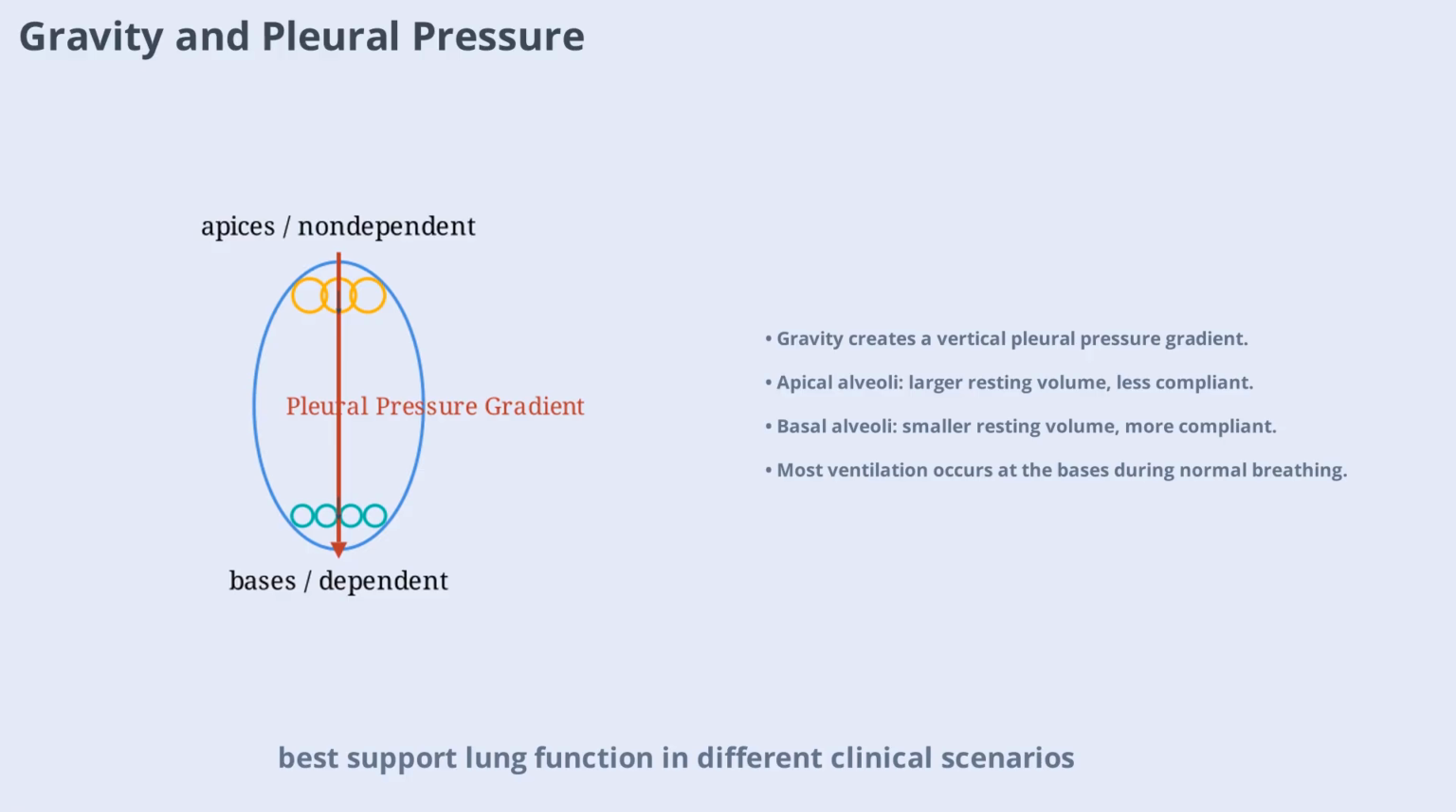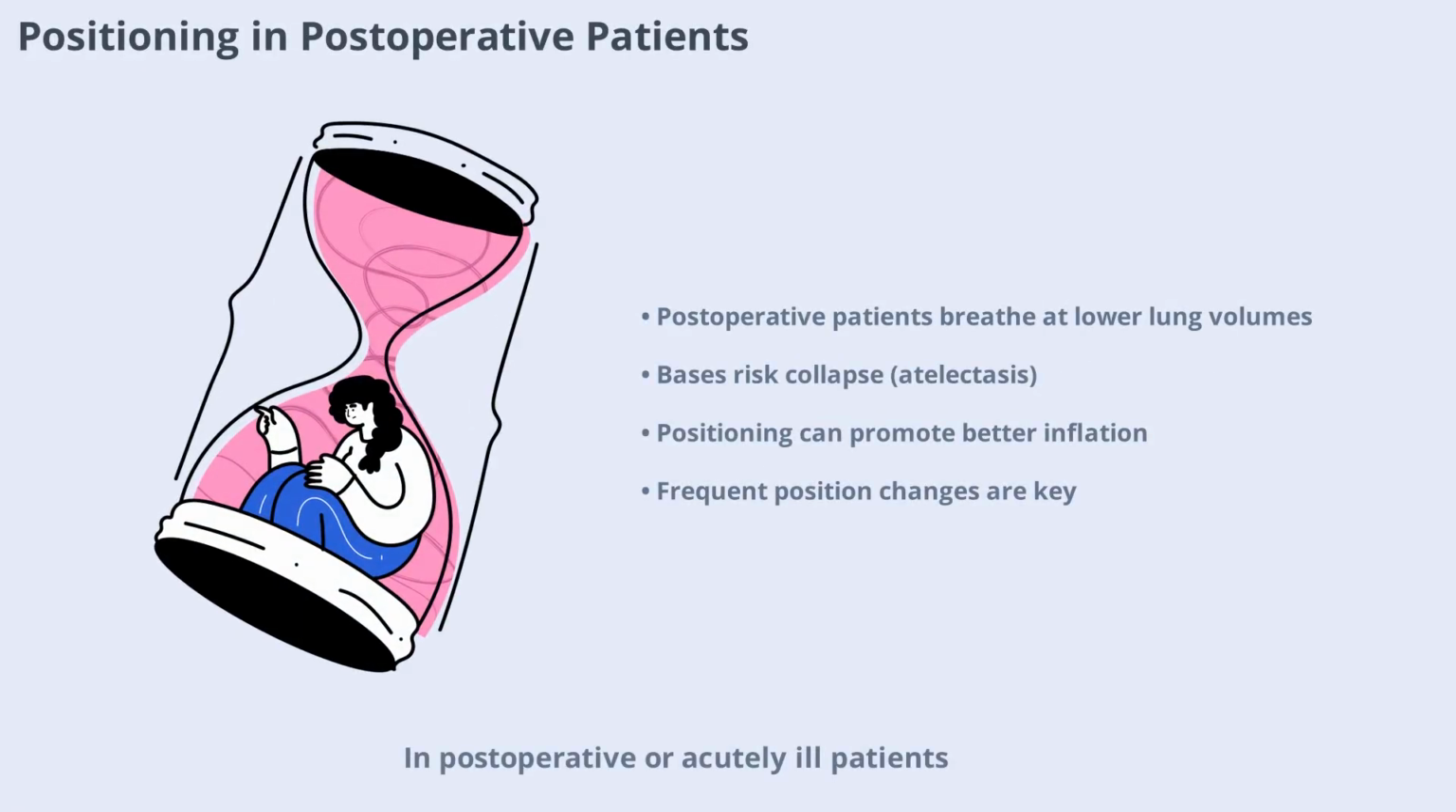different clinical scenarios. In postoperative or acutely ill patients, breathing patterns often change due to pain, anesthesia, or reduced lung volumes. At lower lung volumes, the bases of the lungs may not ventilate effectively, shifting ventilation to the apices. This makes the lung bases especially vulnerable to collapse or atelectasis. To counteract this, therapists may position patients so that the affected regions are uppermost or encourage frequent position changes. These strategies help ensure that all lung regions receive adequate inflation and reduce the risk of complications.